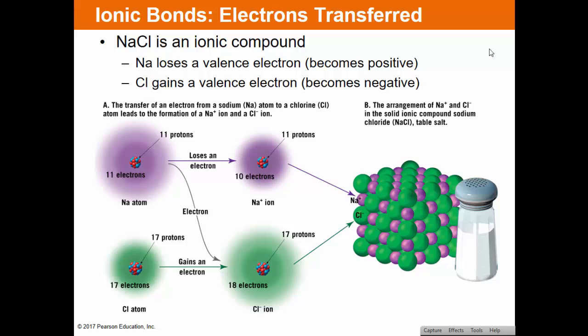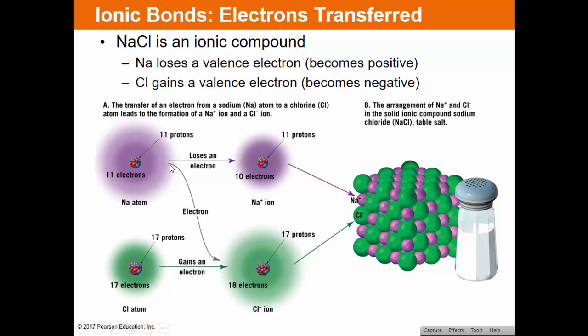All right, so this is how sodium and chloride bond. You've got your sodium atom over here. It has 11 electrons and 11 protons. So it has 2 electrons in the first shell and then 8 electrons in the second shell and then 1 all by itself in the third shell, all right? But chlorine has 2 in the first shell, 8 in the second, that's 10, and then 7 in that outer shell. So sodium has 1 in the outer shell, chlorine has 7 in the outer shell.